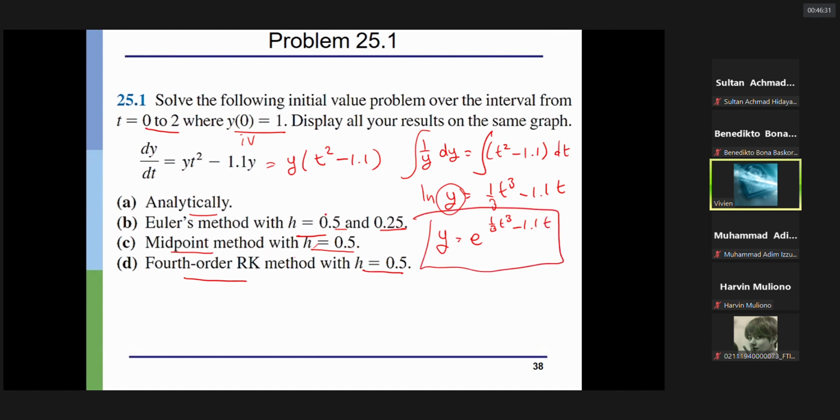Now we want to compare that with the results from Euler's method, midpoint, and fourth order Runge-Kutta. I think that can be the assignment for you to work on, problem 25.1. Okay, so this is about the ODE initial value problem. If there are no questions, we can continue to the second type of ODE, which is the boundary value problem.